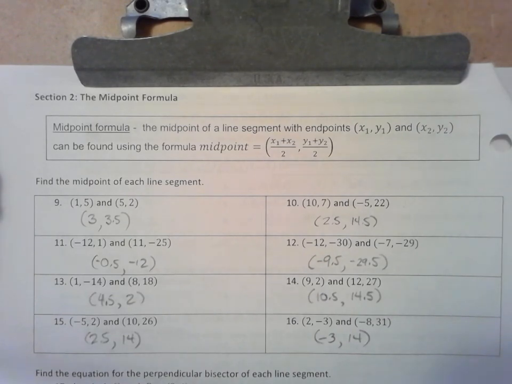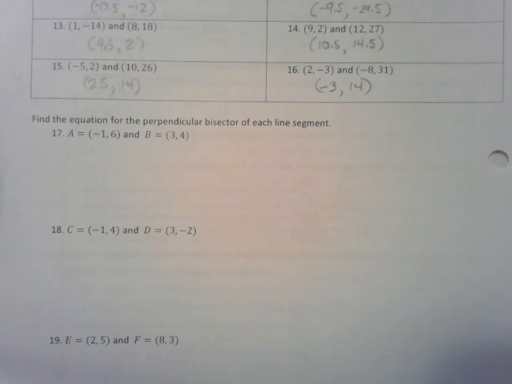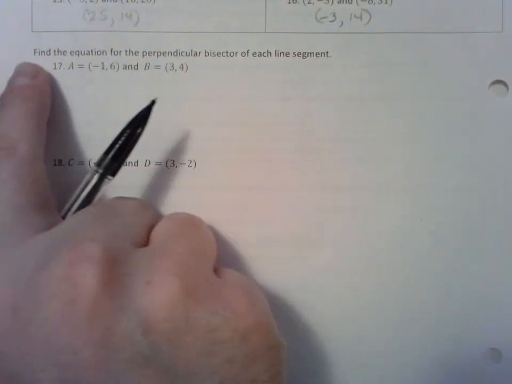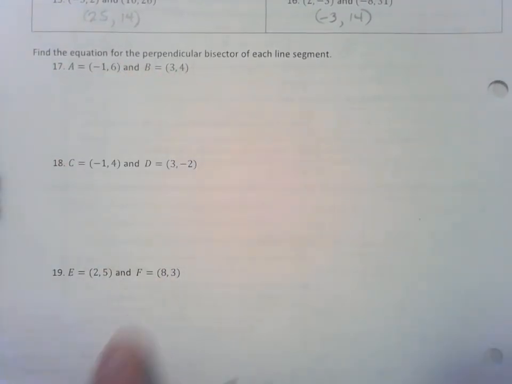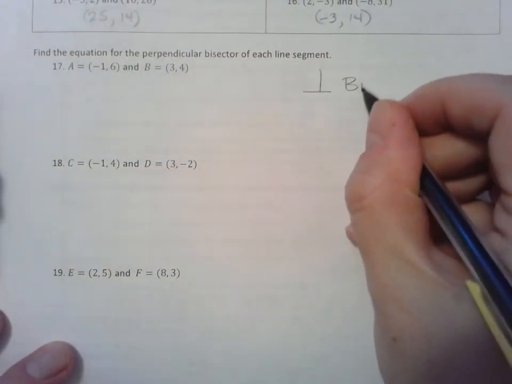Okay, what do we do with this? In our next section, we get to apply this skill much like we applied our distance formula to determine how to classify triangles based on their side lengths. The directions say, what is the equation for a perpendicular bisector for each of these segments? Let me reread that. We want to find the equation for a perpendicular bisector of a line segment with these following endpoints.